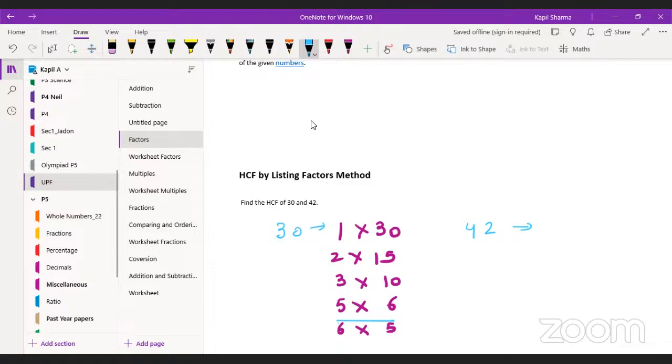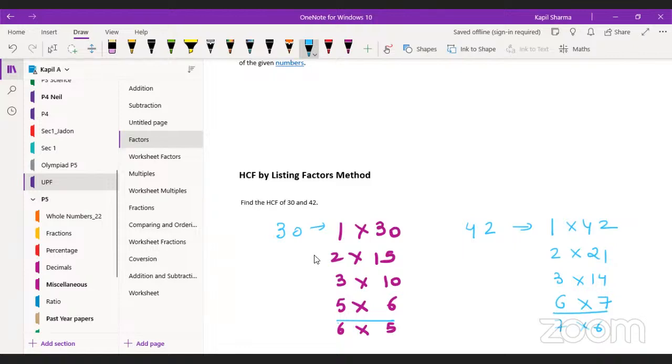Similarly, factors of 42. 1 times 42, then 2 times 21, 3 times 14, 6 times 7, and then again 7 times 6. So we are going to stop here because we got the same pair.